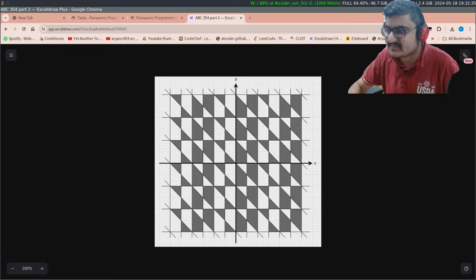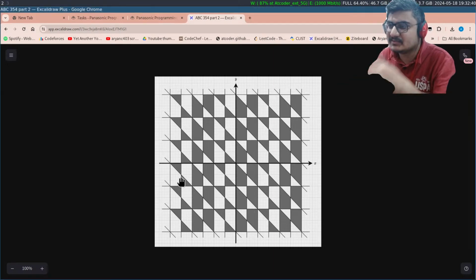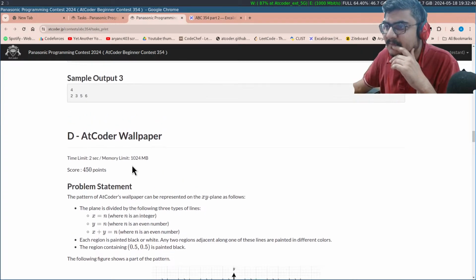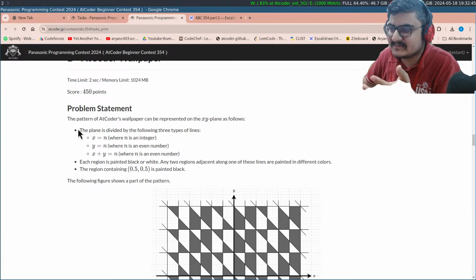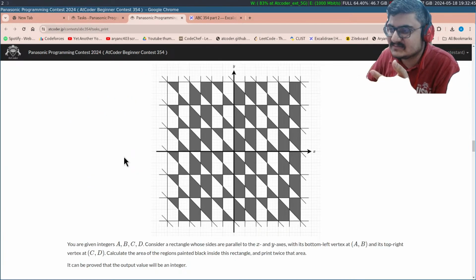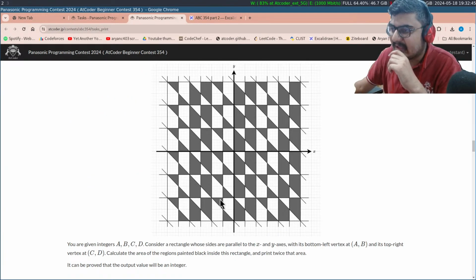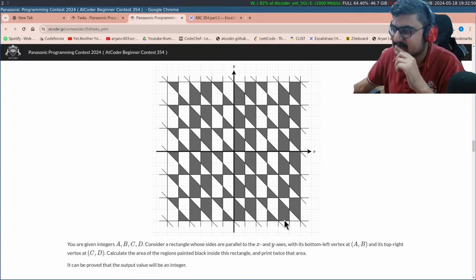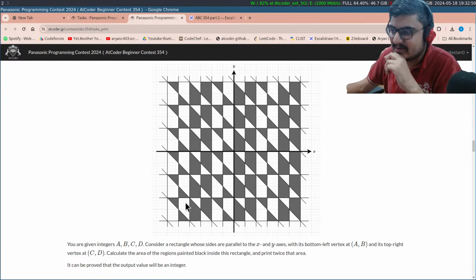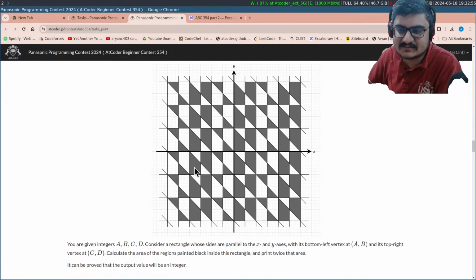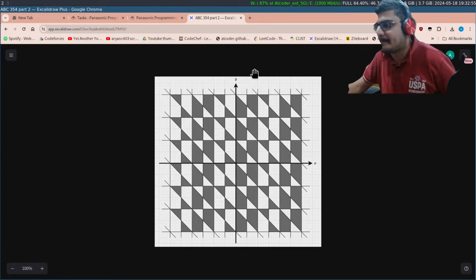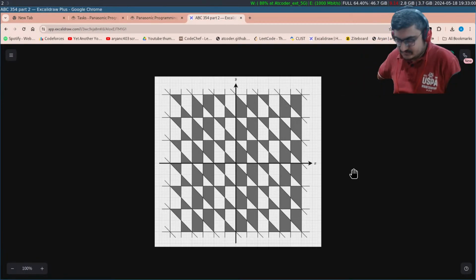So yeah, problem D, TLDR. It says we have some lines, we have some areas, and essentially we have this pattern, and then we have some rectangle coordinates in this part, and we should find the area of black coordinates in this part, and we should multiply it by 2 and print it essentially. So let's look at this figure a bit in detail.